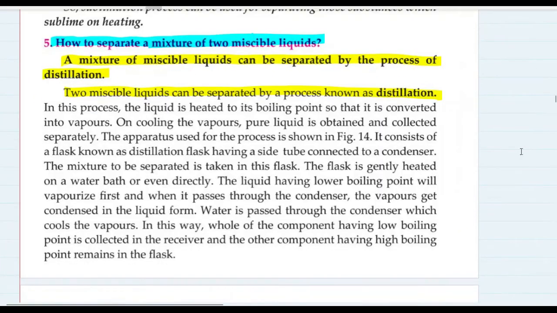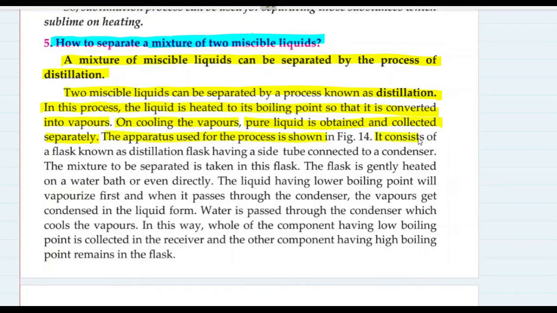So in the process of distillation, let's first have a read, and you take notes, and then we'll see the diagram and understand. And if required, we'll see a video also. In this process, the liquid is heated to its boiling point so that it is converted into vapors. First, the liquid is heated and converted into vapors. On cooling the vapors, I told you that there is a condensation chamber in which the vapors are cooled. Pure liquid is obtained and collected separately. The apparatus used for this process is shown in the figure.